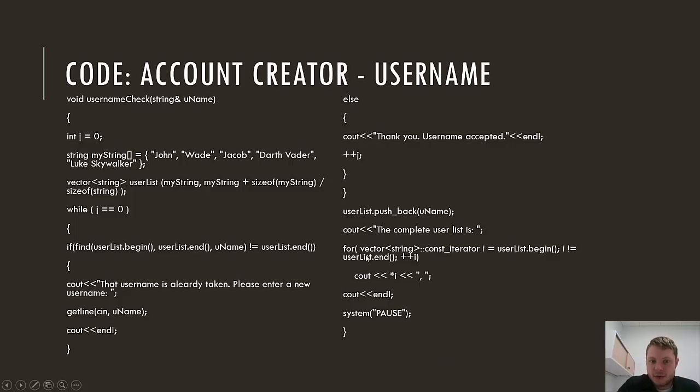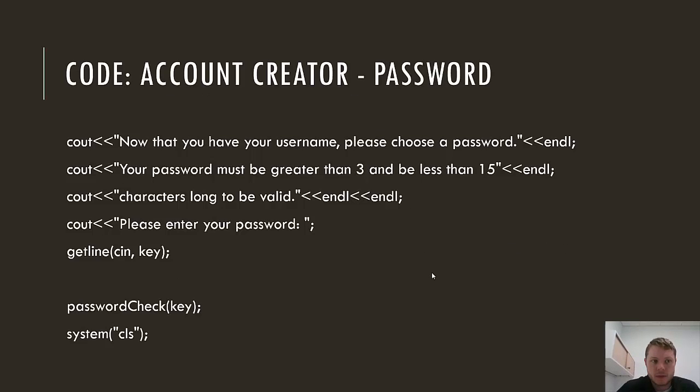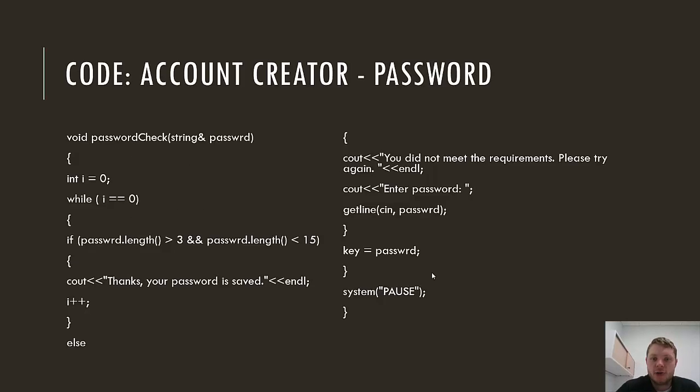And then I have a simple for loop here that is just used to spit out the contents of the vector, so that once the user is accepted, we're able to see the complete list of users. After the user has been confirmed as valid, we then have the user supply their password. The only requirements here are that it's more than 3 and less than 15 characters. Again, we use a getline function, store that as a key variable, and pass that into the password check function.